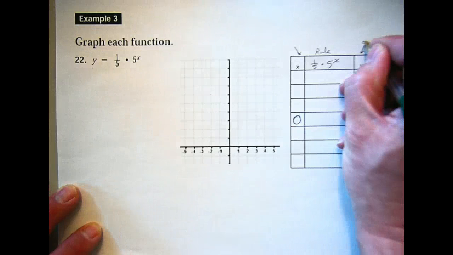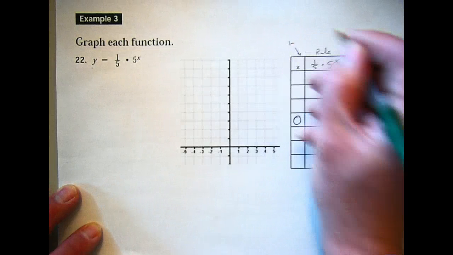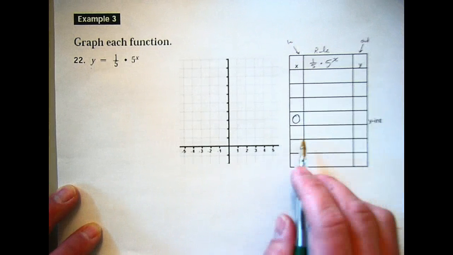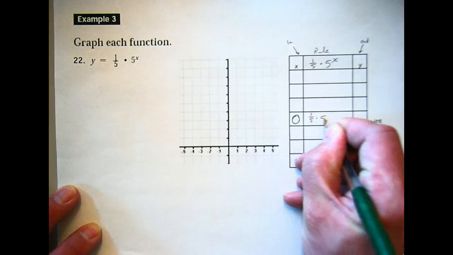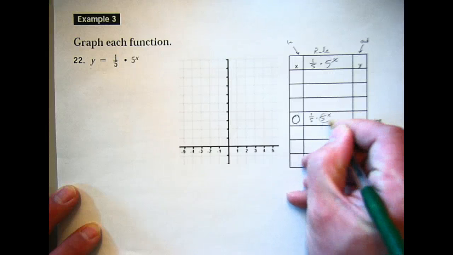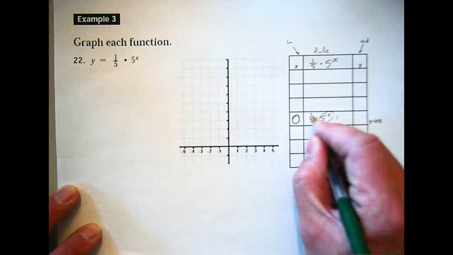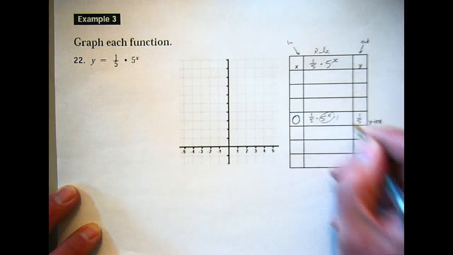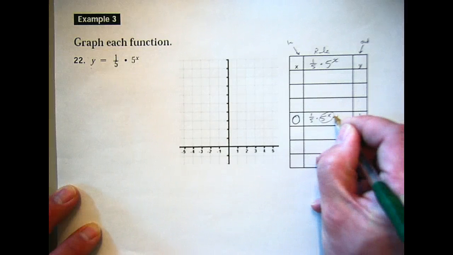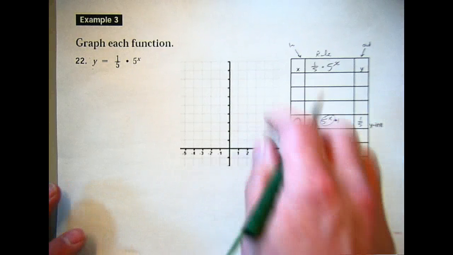Okay? So we plug in a number, throw it through our rule, and get an output. All right? This one we should know. Anything to the 0, this part becomes 1. And then 1/5 times 1 is 1/5. Okay? That's what we're saying. All right, continue to fill out your table.